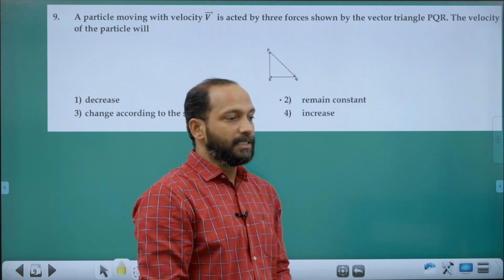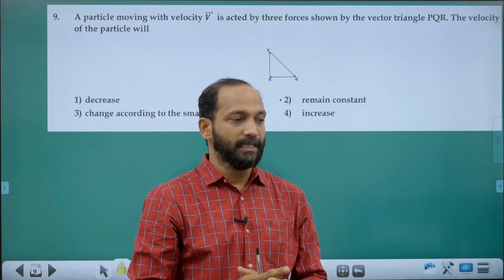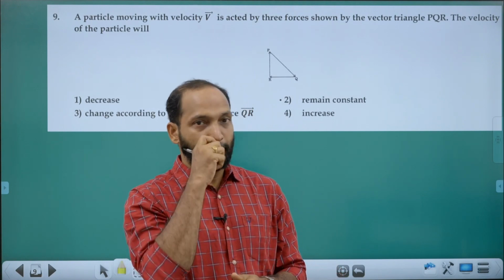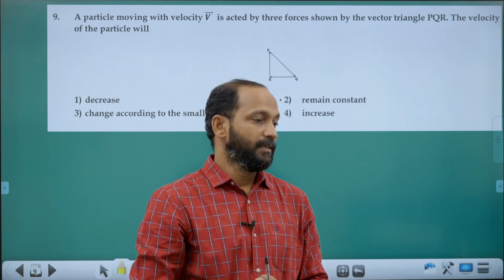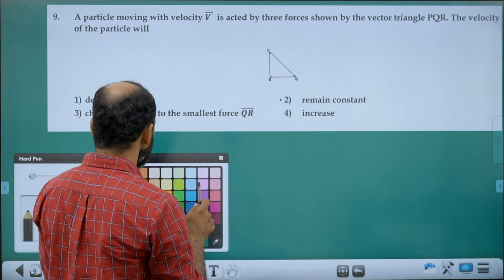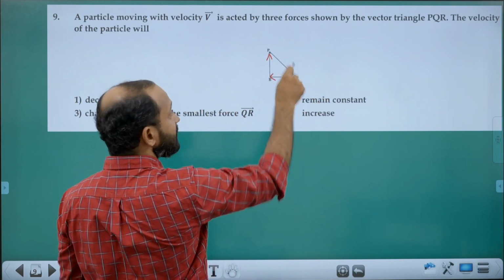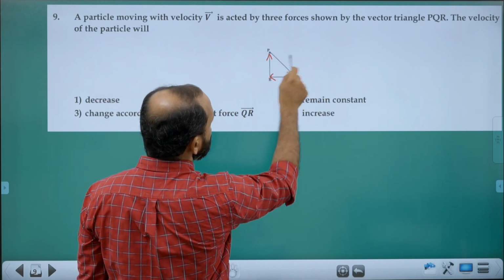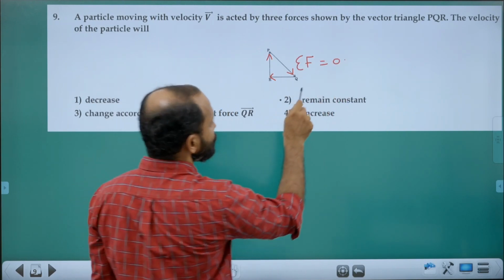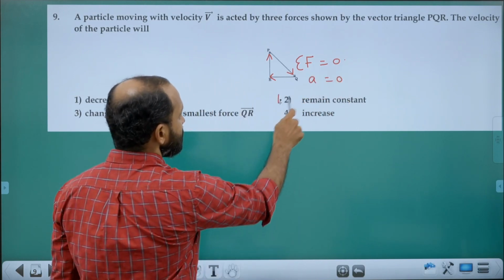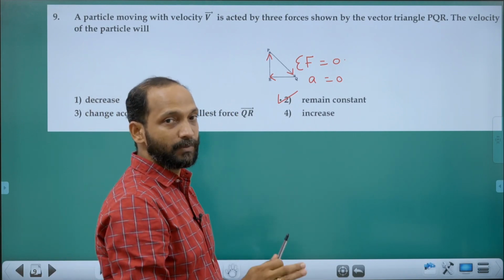Ninth one. A particle moving with a velocity v, that is constant velocity. Now that particle is acted upon by three forces, and all those three forces are represented graphically by the triangle PQR. We can see that the arrow marks in this triangle all form a cyclic loop. That means these vectors form a closed loop. When vectors form a closed loop, the resultant will be 0. So sigma F is equal to 0. As net force is 0, acceleration is 0, so velocity remains constant. So it continues to be with the same velocity v without any change in magnitude as well as direction.